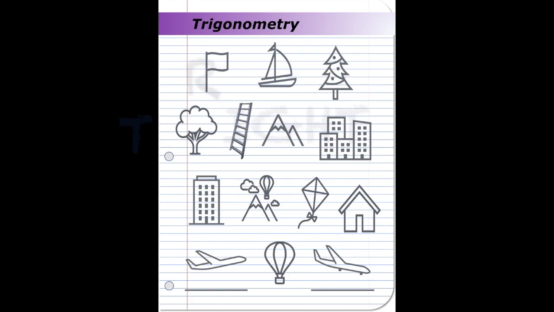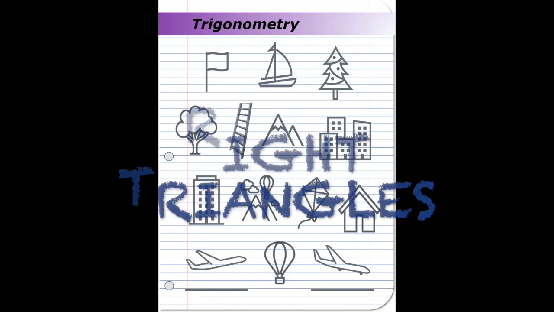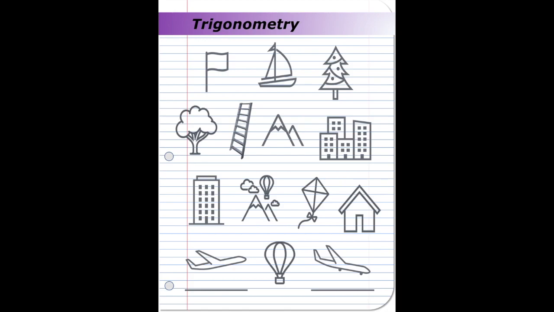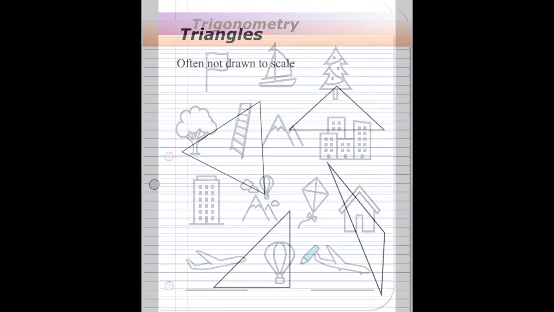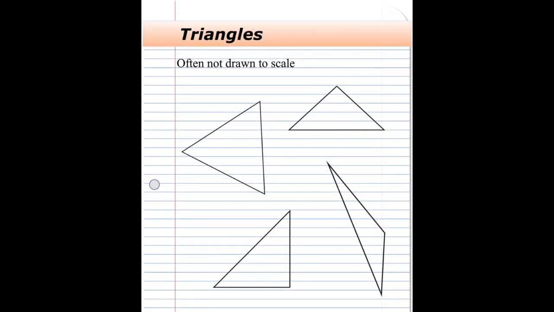Trigonometry is all about using right triangles to calculate certain measurements that otherwise would be difficult to do. For example, heights of flagpoles, heights of sailboats, trees, mountains, buildings, lengths of ladders, how high a kite is flying, heights of houses, altitudes of airplanes and hot air balloons. Before getting into trigonometry, though, let's review what triangles are.